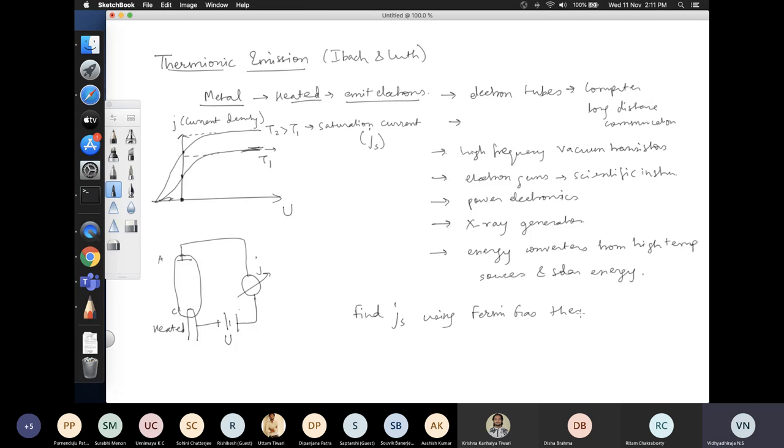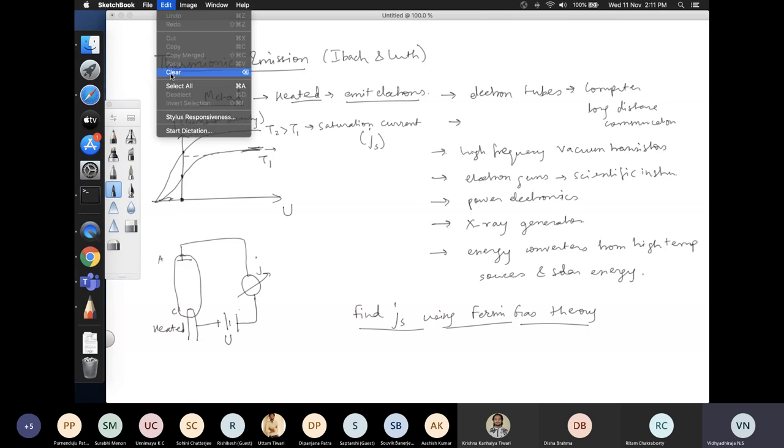Okay. Is the objective clear now? Yeah. And is the setup clear? Yeah, right. Setup is also clear. Yeah, good. So now, let me just remove this. Okay.